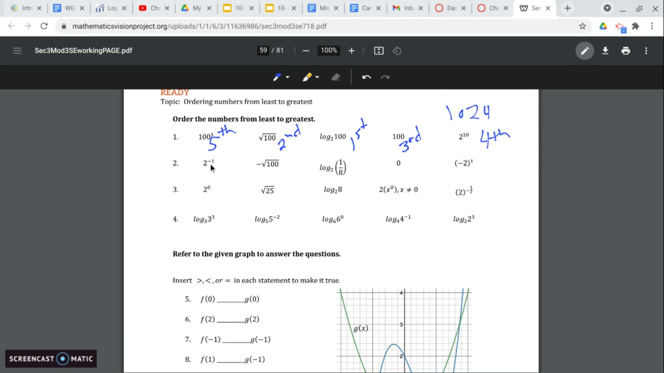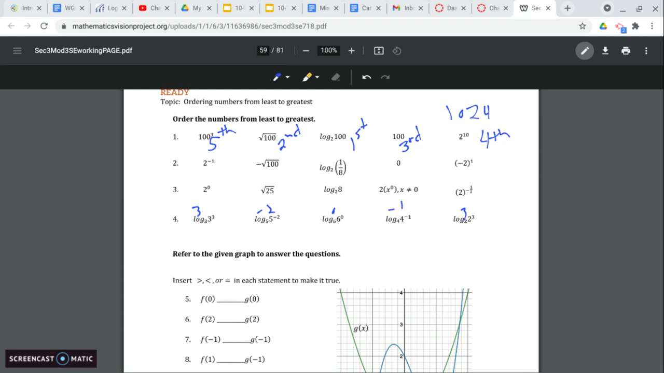All right, so the last one down here with all the logs is probably the hardest to think about. Logs typically are going to be our smallest value, but keep in mind any negatives will be smaller than positives. But we have log base 3 of 3 to the third. Remember, when the base number and the big number are the same, it's the exponent. So this one is just 3. This one is negative 2. This one's 0. This one's negative 1.